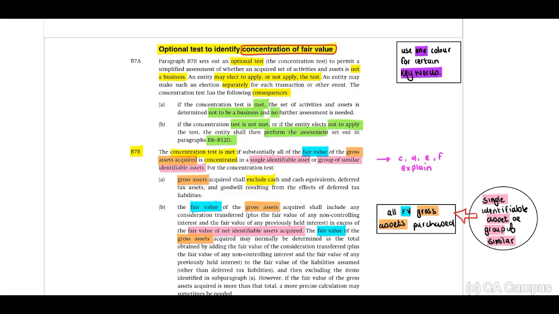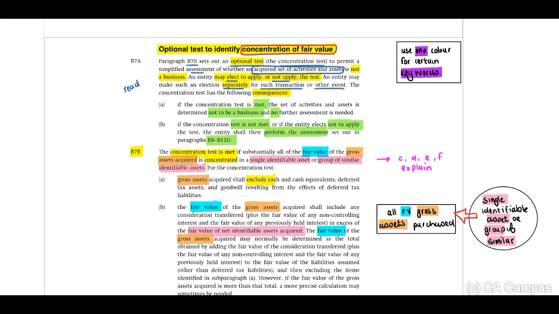Right, now when we look at B7A, it indicates to us that paragraph B7B sets out an optional test, which they call the concentration test, to permit a simplified assessment of whether an acquired set of activities and assets is not a business. An entity may elect to apply or not apply the test. This is important. Therefore, you will have to please read the information. An entity may make such an election separately for each transaction or other event.